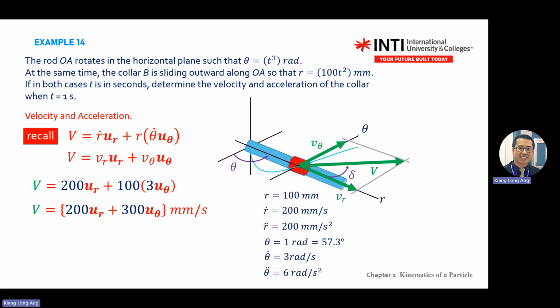Don't jump ahead. This is a vector, so you have a radial direction and a theta direction. Unless the question asks what is the magnitude of the velocity. What is the speed? Speed means it asks you the magnitude. Try to differentiate velocity and speed. If the question asks for speed, it means magnitude. So you need to square this one, plus square this one, square root, and you get the answer. If it asks for direction, you draw from the free body diagram.